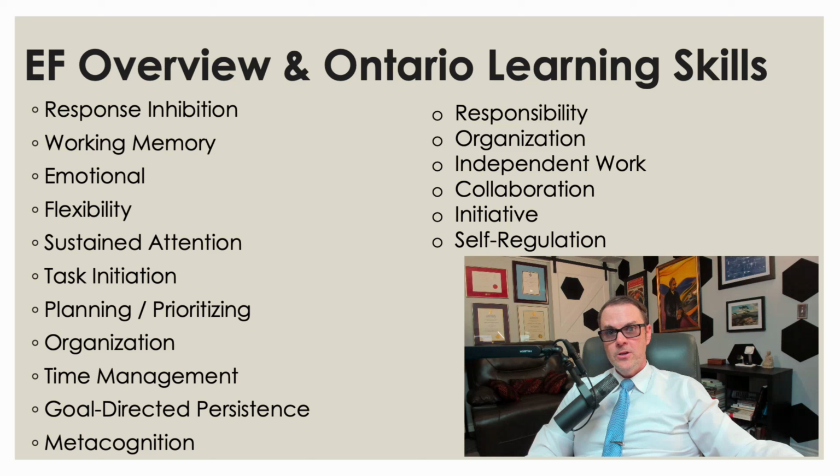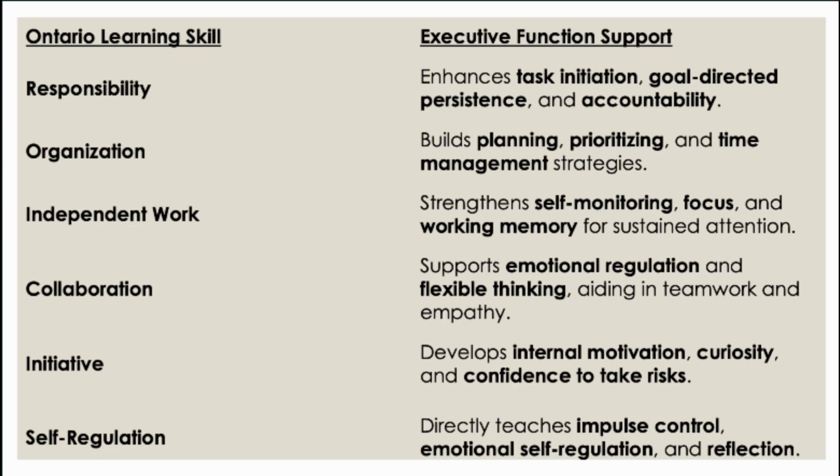So on the screen, you're going to see two lists of words. On the right are the 6 Ontario learning skills: responsibility, organization, independent work, collaboration, initiative, and self-regulation. On the left-hand side of the screen, we have the executive functions: response inhibition, working memory, emotional flexibility, sustained attention, task initiation, planning, prioritizing, organization, time management, goal-directed persistence, and metacognition. In a side-by-side comparison, we can see that the learning skills are effectively executive function skills.